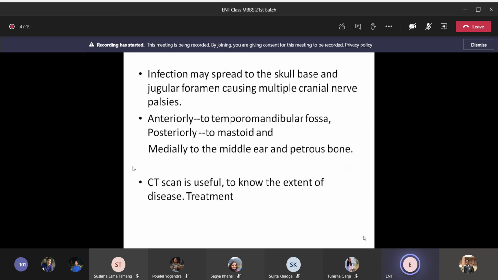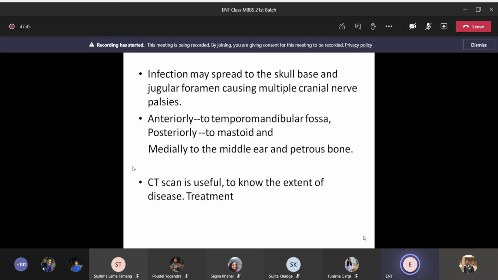The term malignant is because the infection will spread to the skull base and jugular foramen, causing multiple cranial nerve palsies. So anteriorly it will go to the temporomandibular fossa, posteriorly to mastoid, and medially to the middle ear and petrous bone. CT scan is useful to know the extent of the disease.